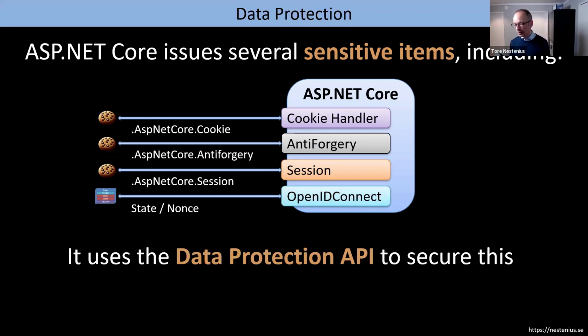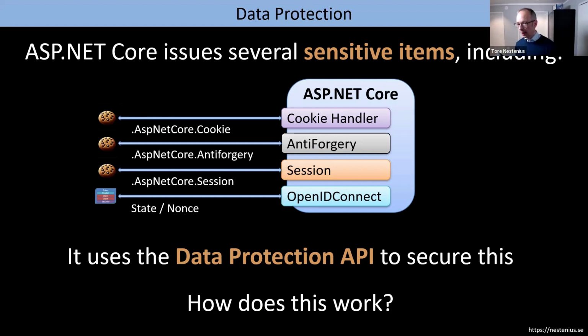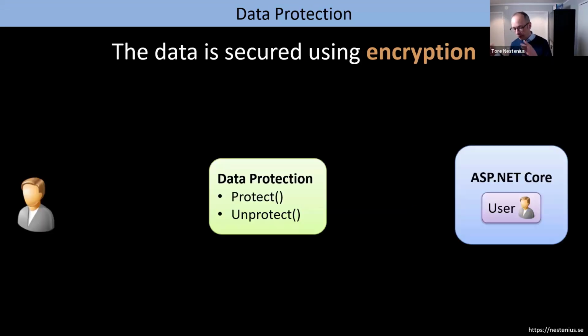So all of this data is protected by the Data Protection API. The Data Protection API is a very simple module, but it's part of ASP.NET Core. It's always there, but it's pretty obscure in the background. So basically, it has two operations. It has protect and unprotect.